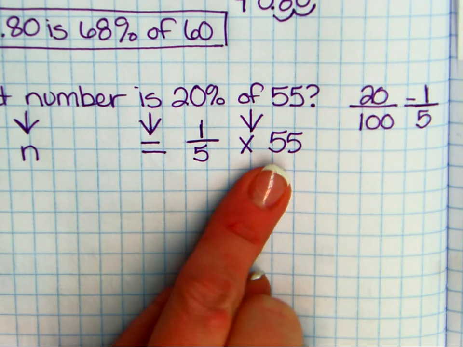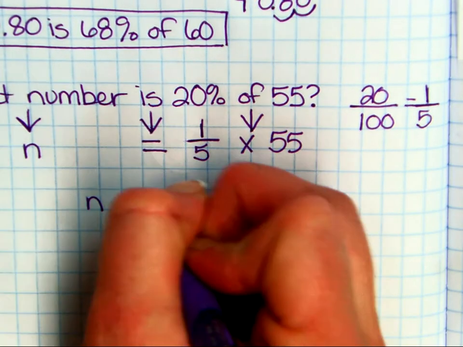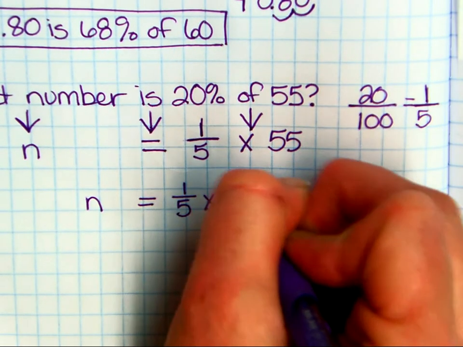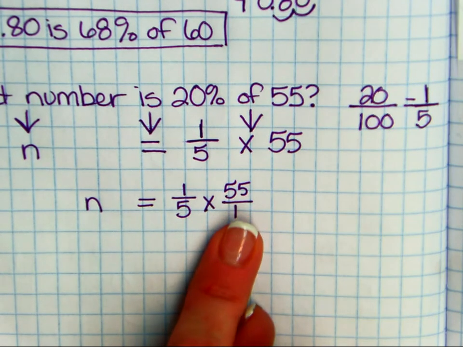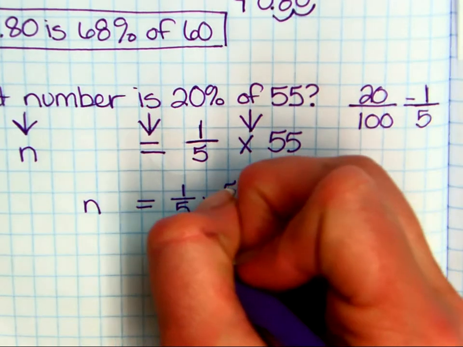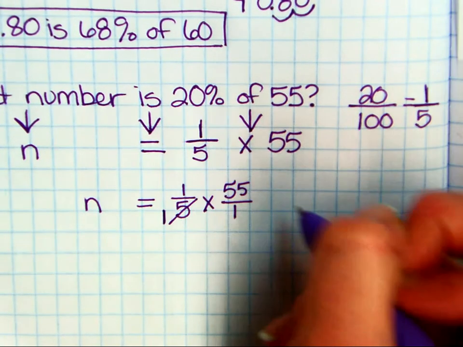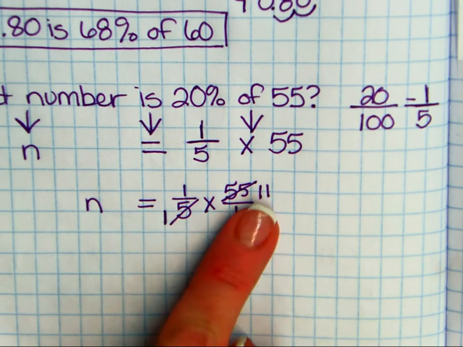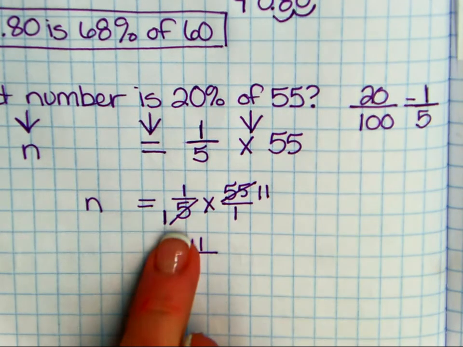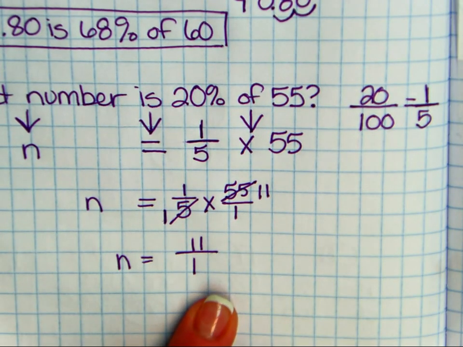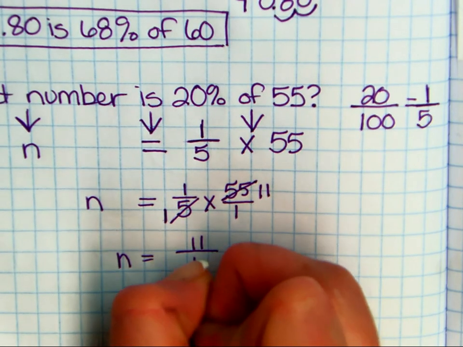Now to make this simpler, can I make 55 into a fraction? I can. n equals 1/5 times 55 over 1. Remember, anytime we put a 1 underneath a number, it becomes a fraction that represents the original number. Now, for the sake of time, I'm going to cross cancel, and I'm going to pull 5 out. 5 divided by 5 is 1. 55 divided by 5 is 11. So now let's multiply straight across. 1 times 11 is 11. 1 times 1 is 1. n equals 11 over 1. But I can simplify that even more and do n equals 11.